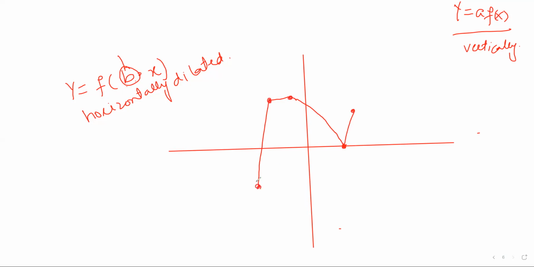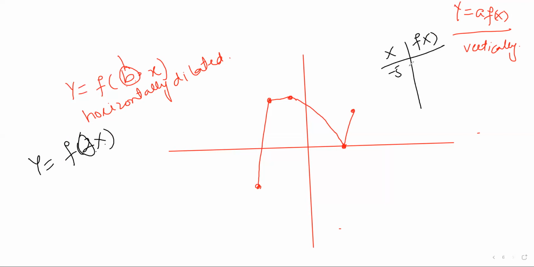Yes, this is the original graph, and now we need to find out the dilated graph. For example, we have the question y is equal to f of 2x. So now 2 is multiplying with x. So here 2 will multiply with the value of x, not y. So we have the original values again. Originally, the graph is given. So the original values are minus 5, minus 4, minus 3, minus 1, 0, 1, 2, 3. These are the original values.